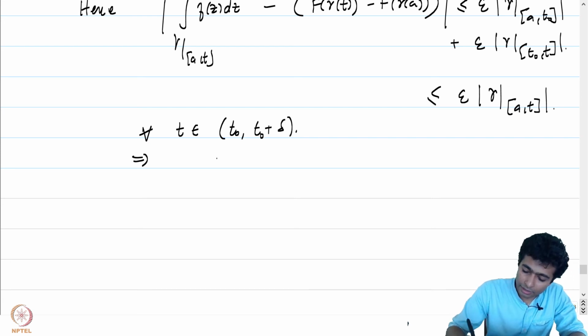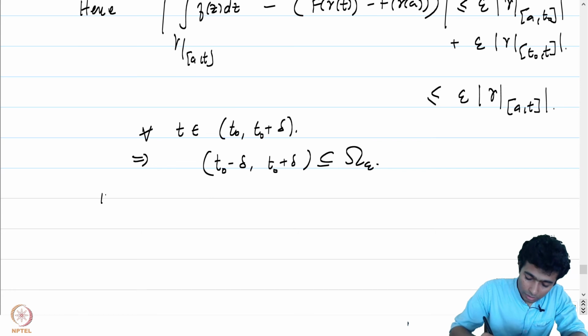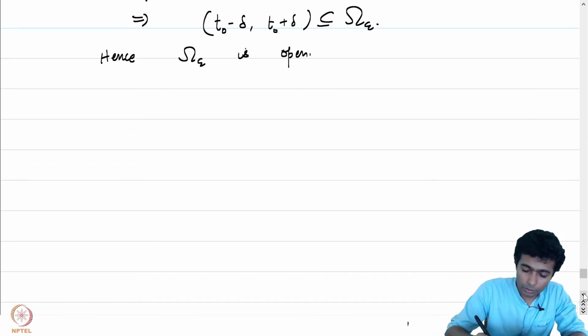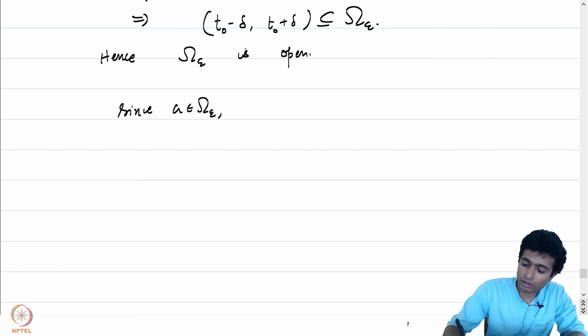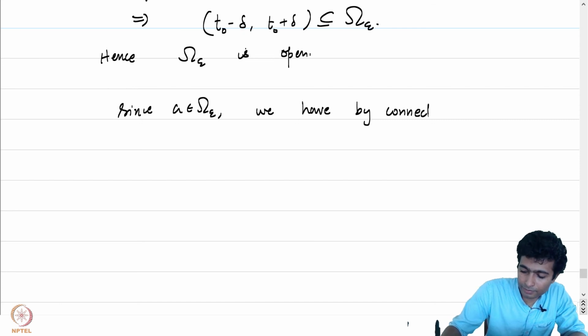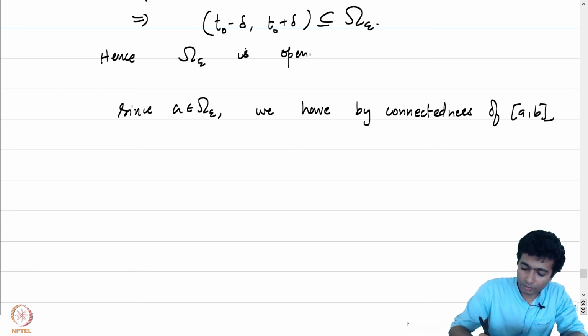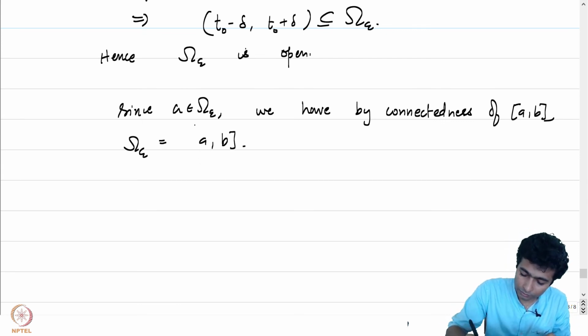Which implies that t naught minus delta to t naught plus delta is contained in omega epsilon. Hence, omega epsilon is open. It means that it is both open and closed and contains A. We have, by connectedness of [A, B], omega epsilon is equal to [A, B].